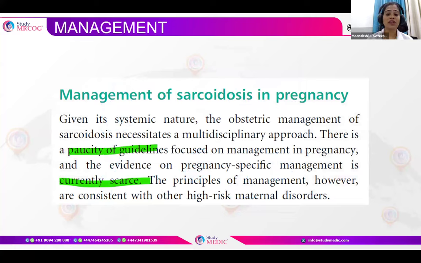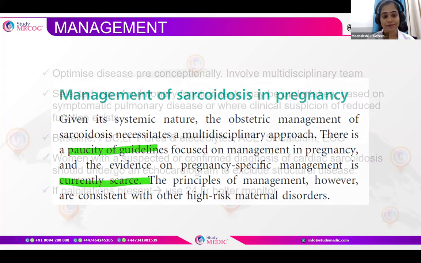So how do we go about the management of sarcoidosis in pregnancy? It was told that the obstetric management should involve a multidisciplinary team, as in how we are going to manage this in the pregnancy. Currently, we have not got good information. The information is very scarce. Just as I told in the earlier part of the class, how we treat other diseases, let's say cardiac disease or hypertensive disorders, those high-risk maternal conditions, in a similar way we're supposed to treat this as well.